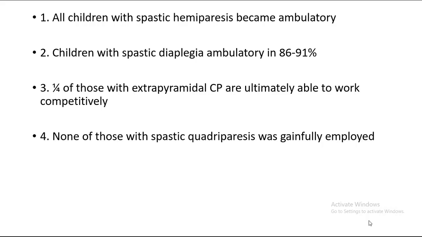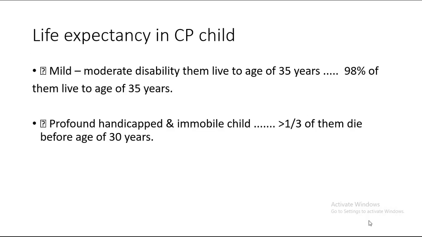But those with spastic diplegia will be ambulant in 86 to 91%. About 25% of those with extrapyramidal cerebral palsy are ultimately able to work competitively. But the most severe type is the spastic quadriplegic type, which usually has poor prognosis. Those with mild to moderate disability live up to 35 years, and those who are profoundly handicapped and immobile, more than 30% of them die before age of 3 years.